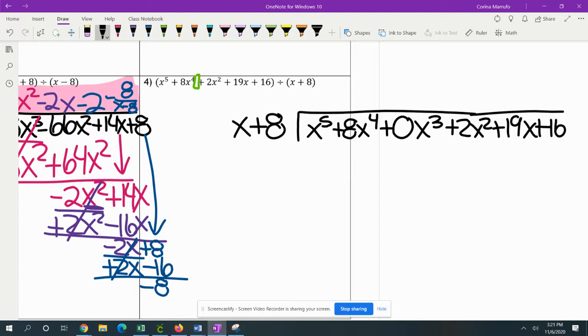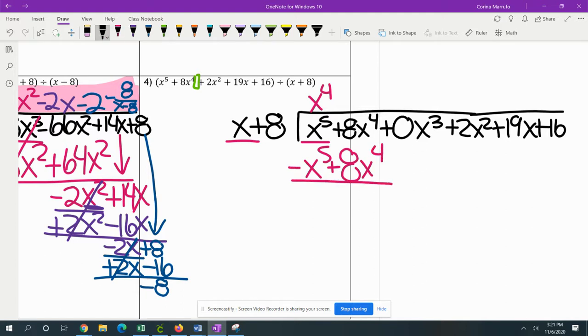So if you notice that you're missing a term, you need to fill it in with a 0, okay? And then we do the exact same steps that we were doing. So we're starting off with the first one. We have x and we need an x to the 5th power. So that means that we're missing 4 more x's. So an x to the 4th. Then you multiply x to the 4th times x is x to the 5th. x to the 4th times 8 is 8x to the 4th power. And then we go ahead and subtract.